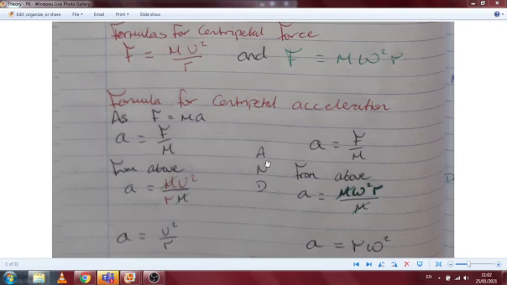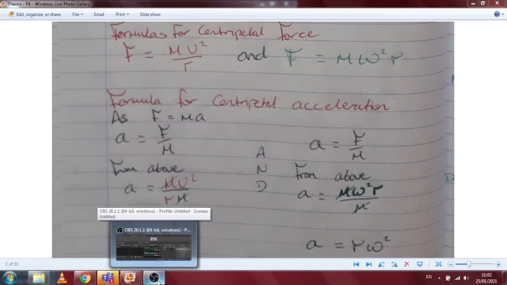Sometimes called centrifugal force and centrifugal acceleration, it just depends on where you put your emphasis. So don't be confused by the different terms: centripetal or centrifugal acceleration, and centripetal or centrifugal force.